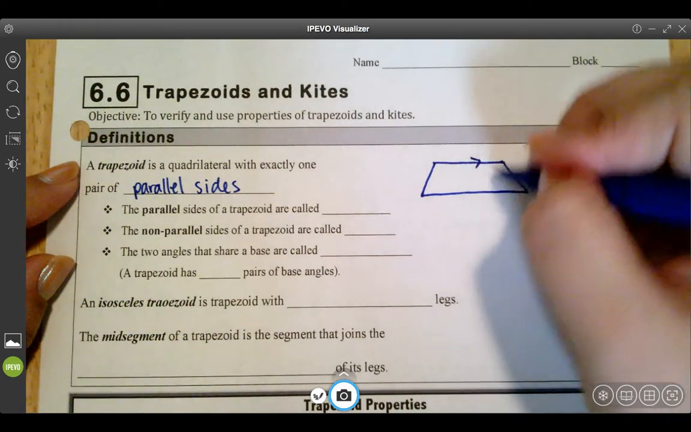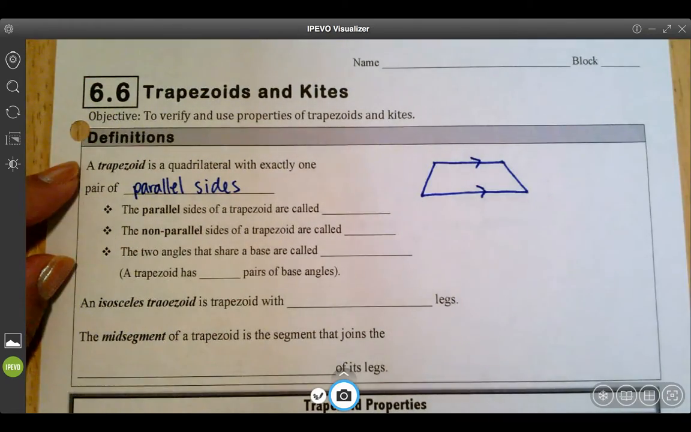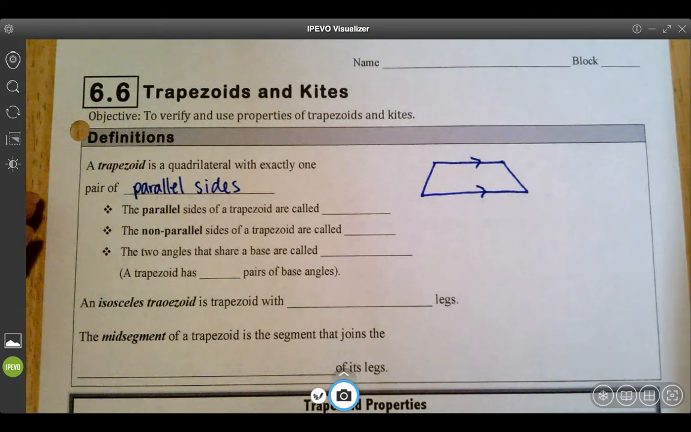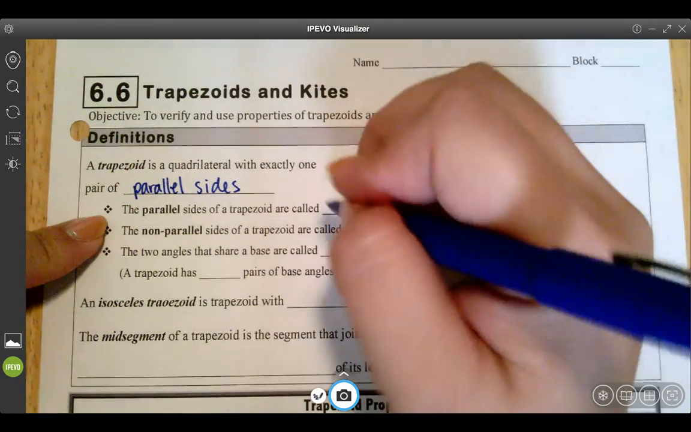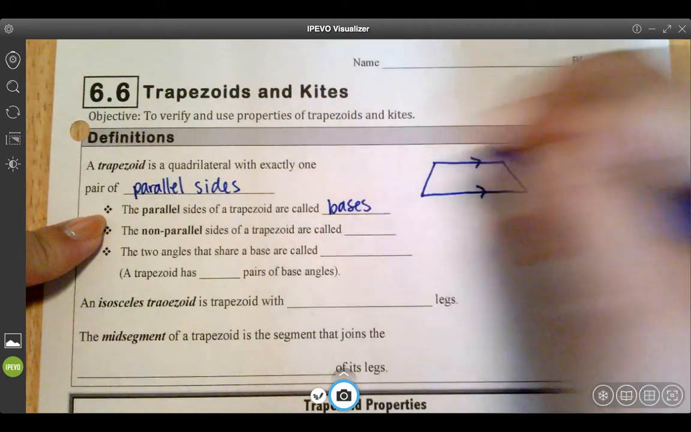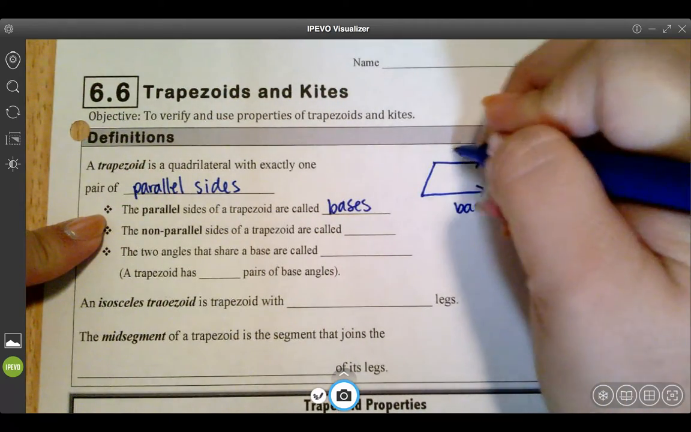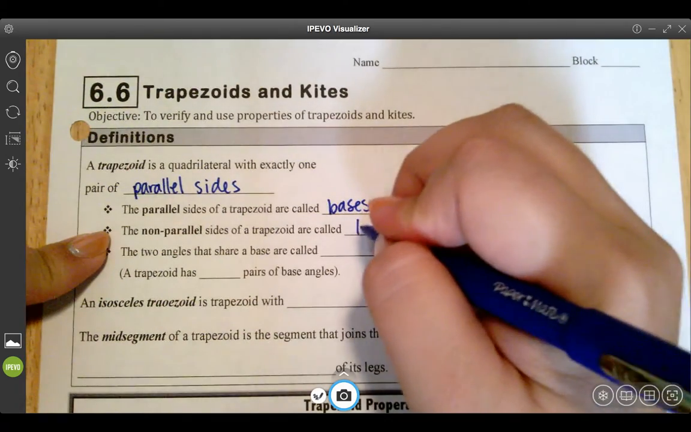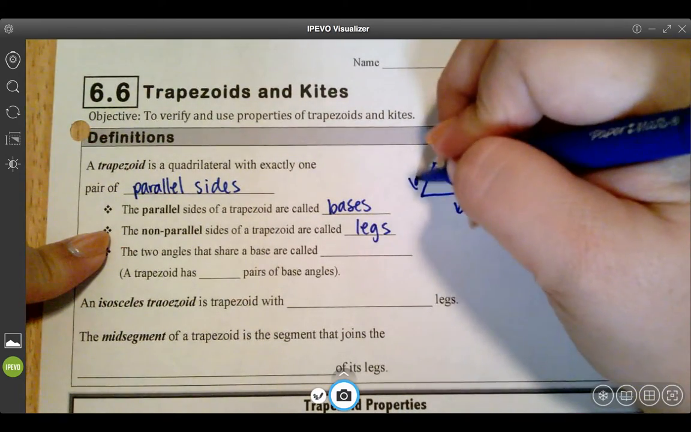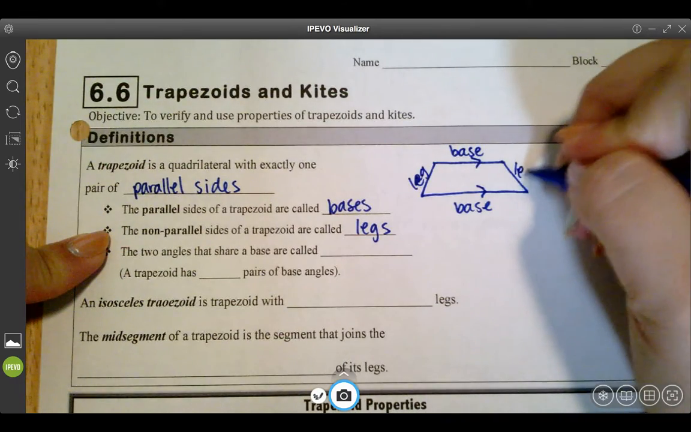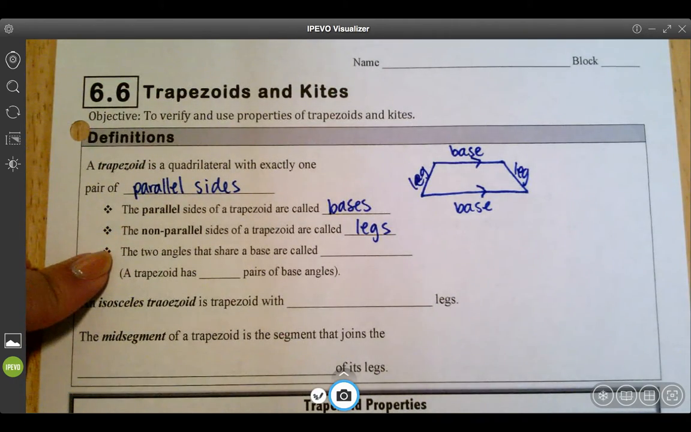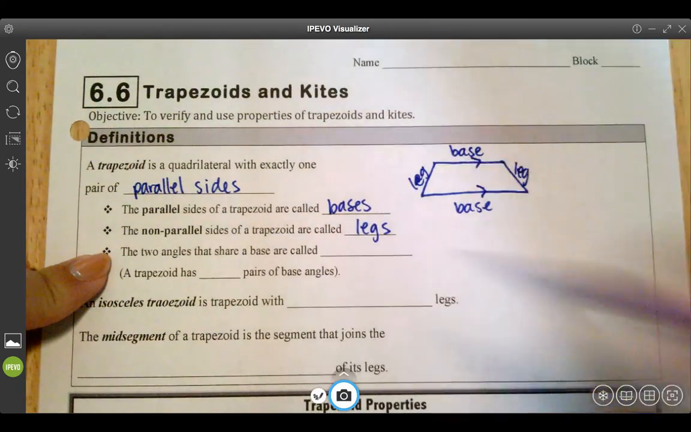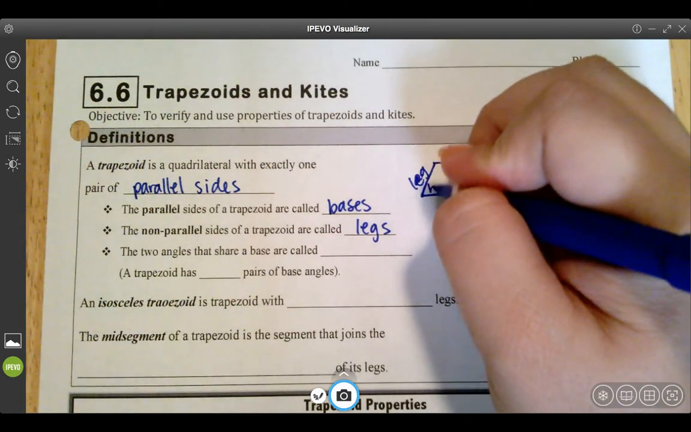It just has one pair of parallel sides. If the other pair of sides was also parallel, it would be a parallelogram. The parallel sides of the trapezoid are called bases. So that makes this a base and this is a base. The non-parallel sides are called legs, similar to a triangle. Leg, leg.